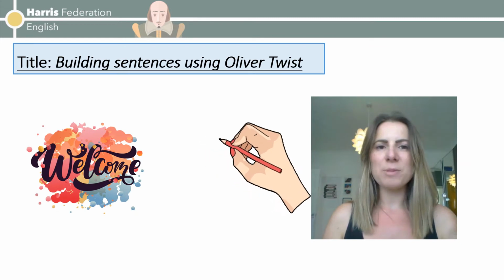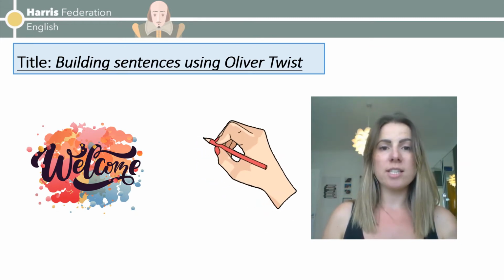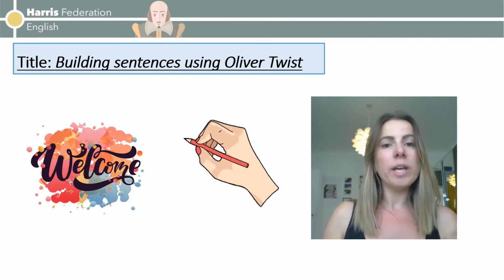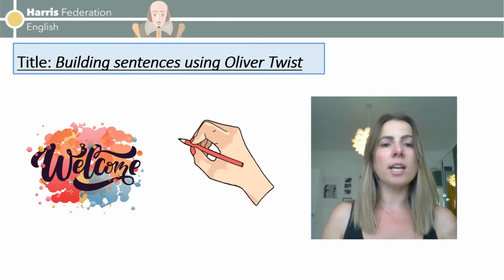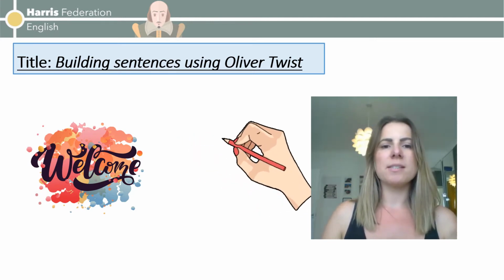Hello and welcome to the next lesson on Oliver Twist. Last lesson we read an extract and analysed some of the words and the meaning. Today we are going to do some creative writing and we're going to focus specifically on sentence types.